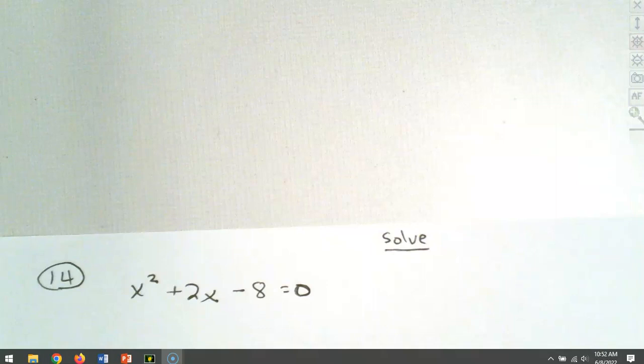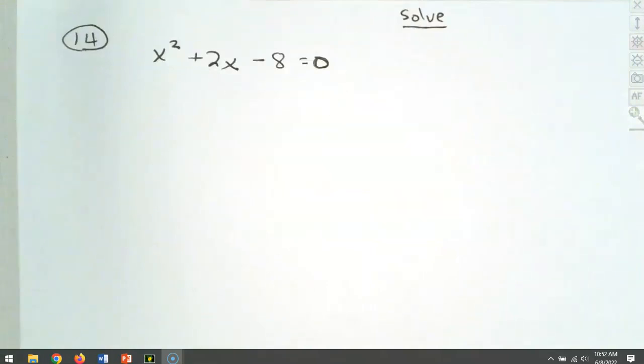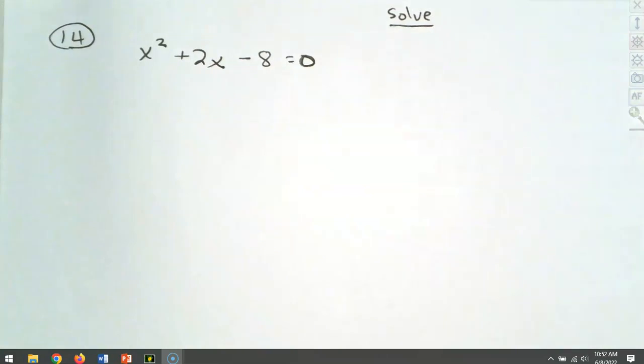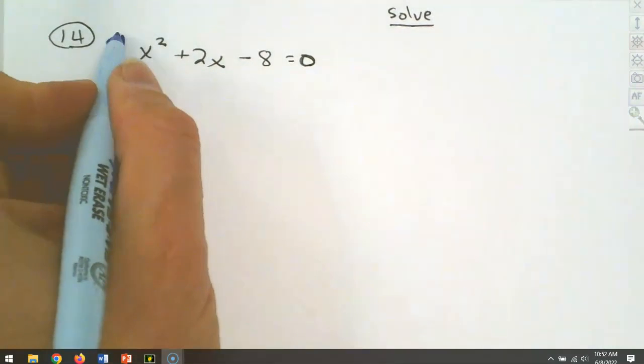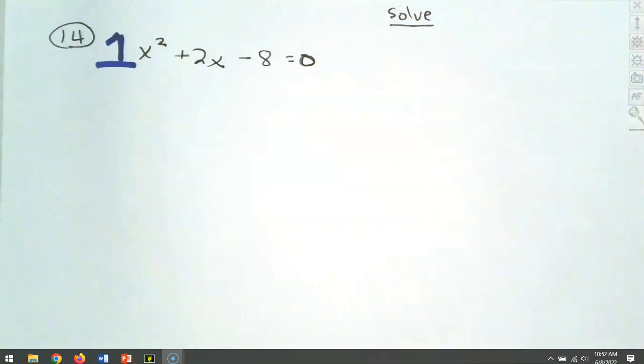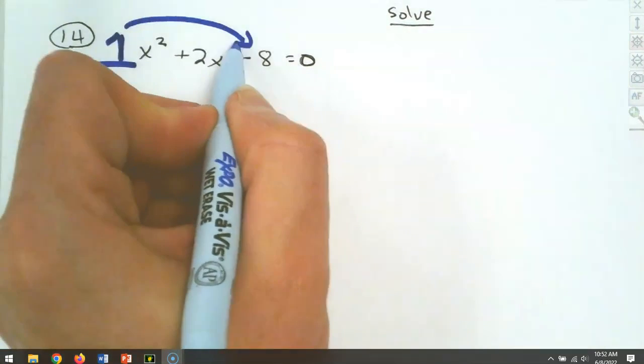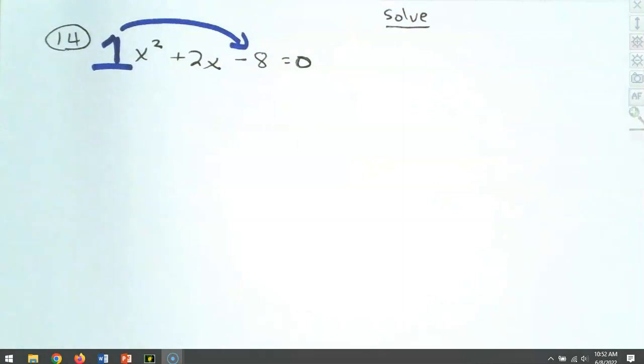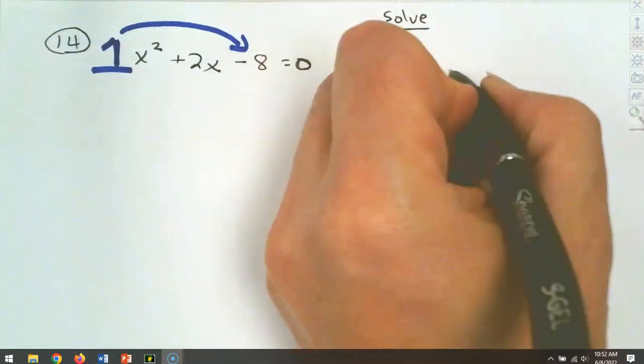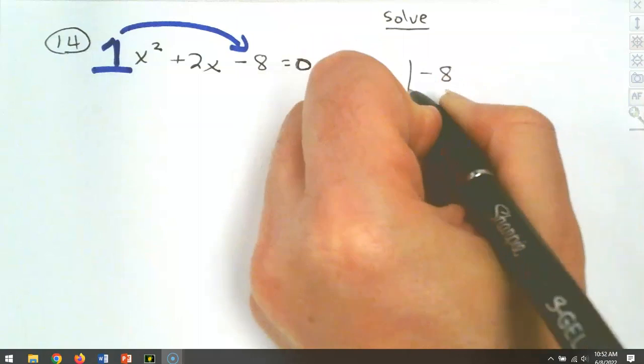So what do we do? We repeat the process. We take the first number times the last number. No number in front, so we put a 1. And whenever we put a 1 there, this makes it easy. We can jump to our factors at the end. So we take 1 times a negative 8. 1 times a negative 8 is a negative 8.